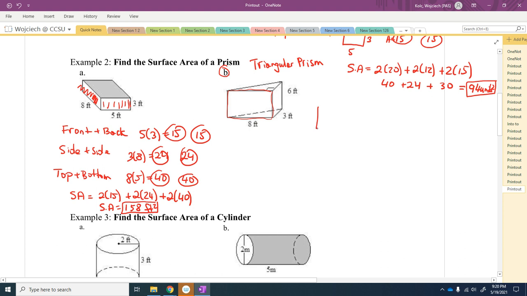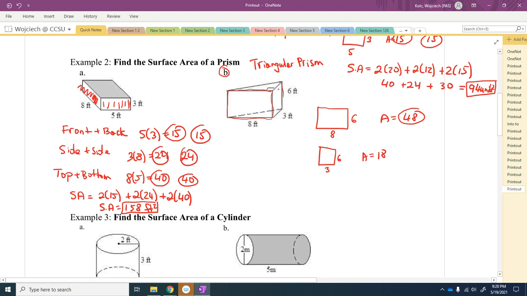One of the walls that you see in the front is 8 by 6. So the area is 48 square feet. Now the side wall over here on the right side looks like 3 by 6. So the area will be 18.